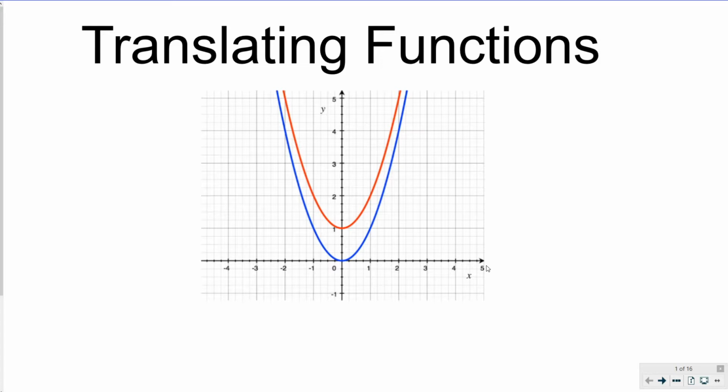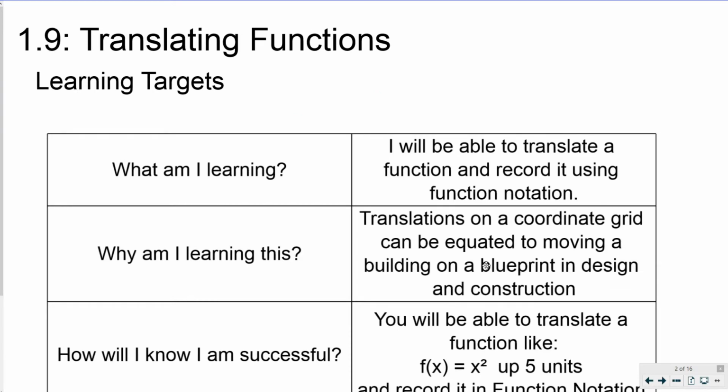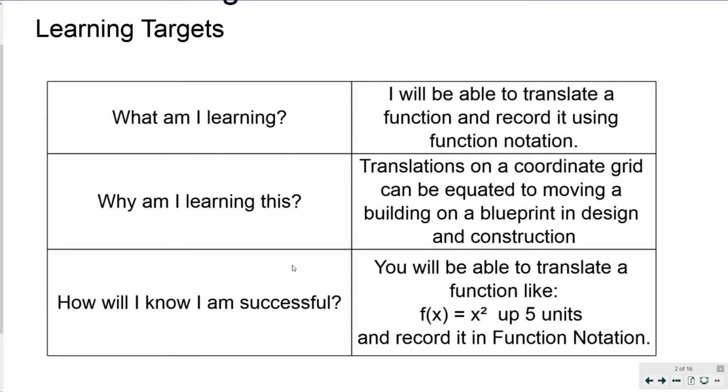Sadly guys, I don't have my webcam with me, so we're going to take this one through voice only. In this lesson you're going to be learning how to translate a function and then record it in function notation. We're learning this because translations on a coordinate grid can be equated to moving a building on a blueprint in design and construction. And you'll know you're successful when you can translate a function like f of x equals x to the second power up 5 units and then record that translation in function notation.